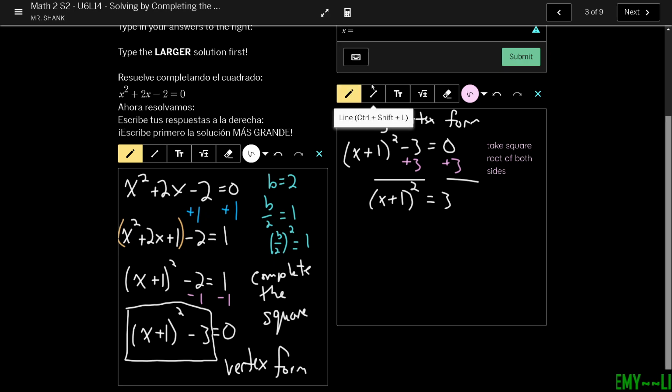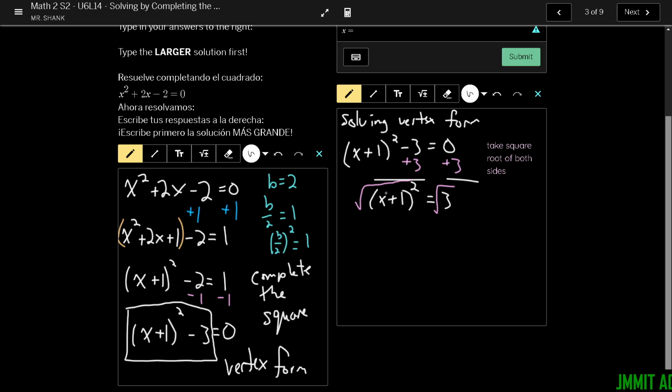Sweet. So when I take the square root, it kind of looks like this. I'm going to take the square root of the left side and the right side. And this is a key part because this is how you get your two answers. When you take the square root of any positive number, it's going to be a positive answer and a negative answer.